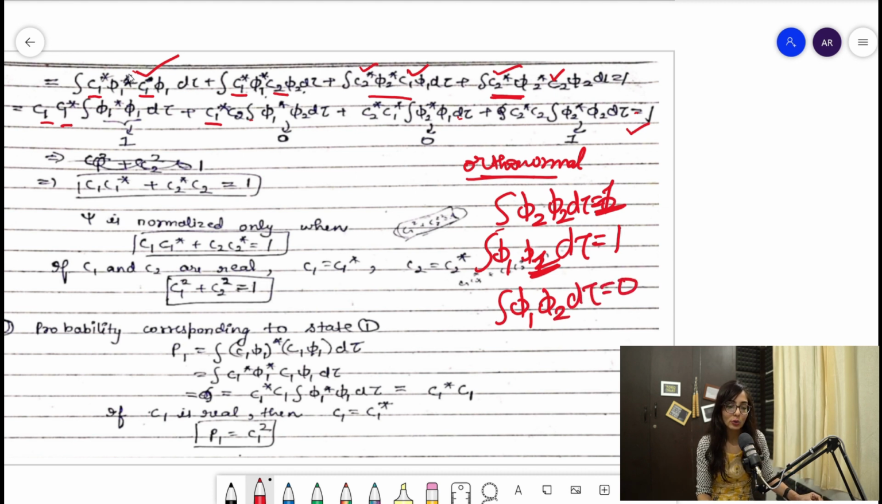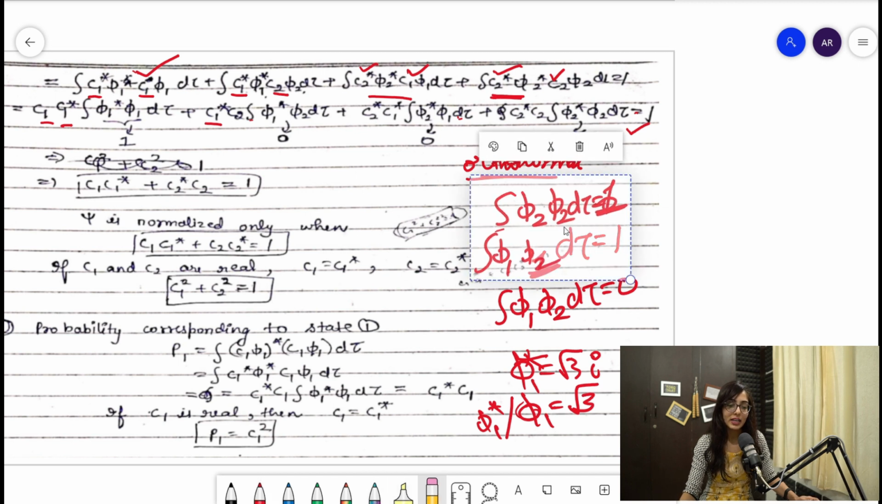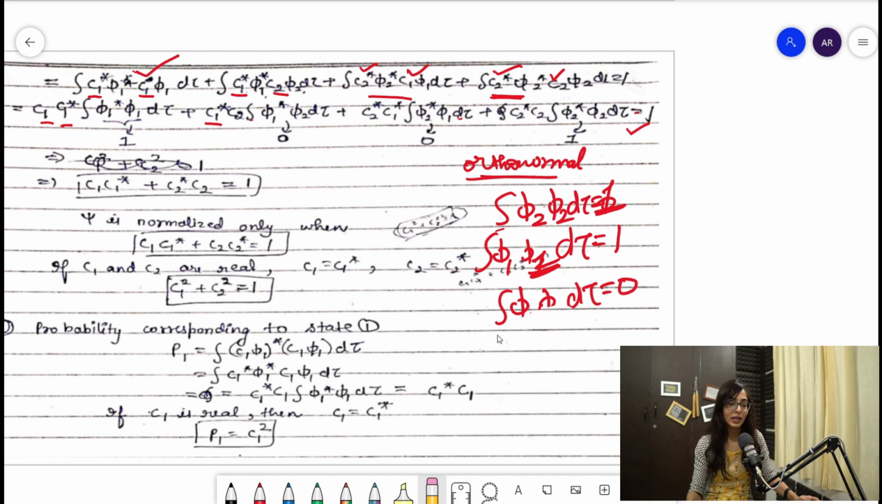Guys, there can be a star also. Star only comes when i terms come. Suppose phi 1 is something like root 3i, then you write star. Otherwise, if root 3 is there, you can write phi 1 or phi 1 star. I'll be clearing this doubt in your mind, the basic role of this star, but for now just let me complete this. I'll explain the importance of star here, so just be with me.